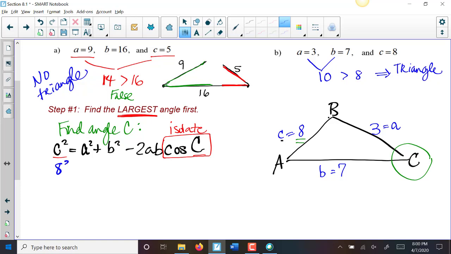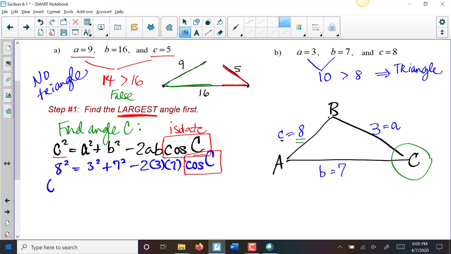So I have 8 squared is equal to 3 squared plus 7 squared minus 2 times 3 times 7 times the cosine of angle C. Okay, now here's where the algebra is a little tedious. Remember, I want to isolate this. So I would simplify it first. I think you'll see it better.